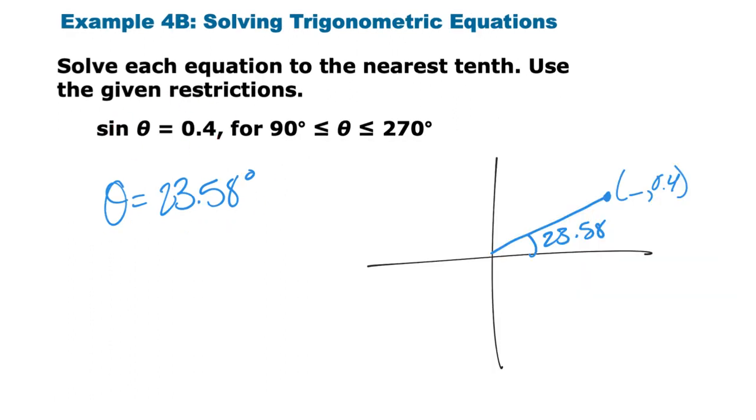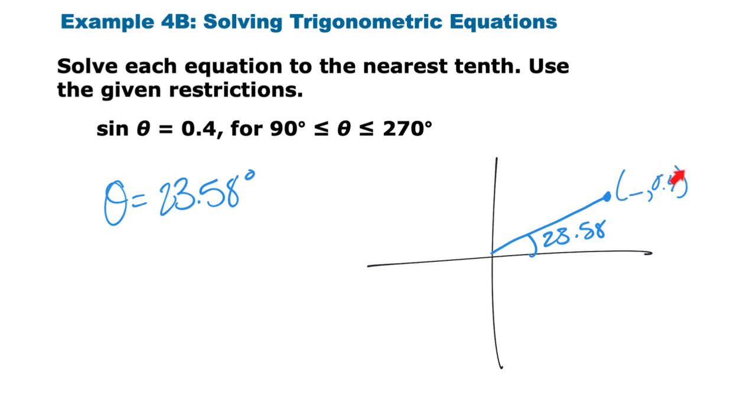Here we have the same problem, but we want our answer in a different range. We want our answer now to be between 90 and 270, so somewhere over in that area, quadrants 2 and 3. So I've drawn out what we know so far. We know that the angle here that gives us this sine ratio is 23.58 degrees. So I've drawn that here, and then I've labeled, and I know that sine is my y value. I don't know cosine right now, but it doesn't matter.